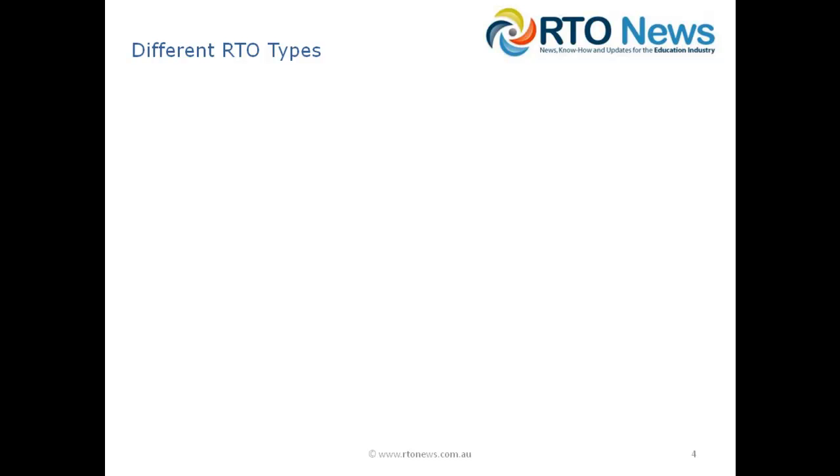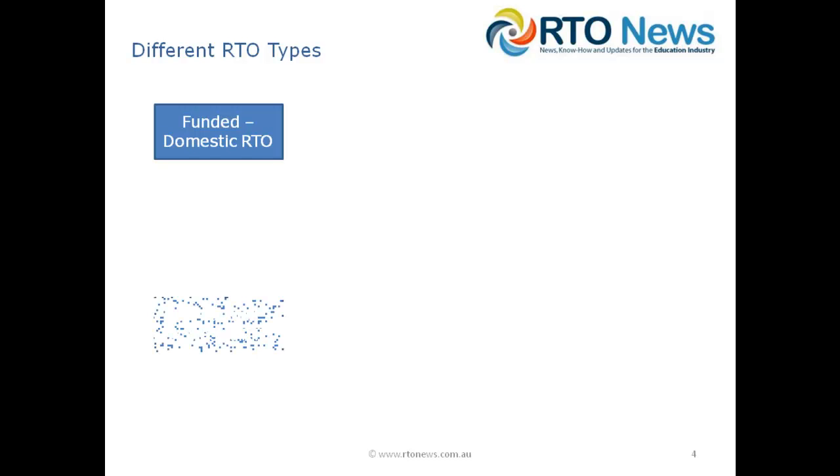There are many different types of RTOs that include funded domestic RTO. They train Australian citizens and are funded by the government to do this training. Non-funded domestic RTO. They only train Australian citizens but are not funded by the government to do this training. Their students pay for their training. There are RTOs of this type, but there are a smaller number of these than all the other RTO types.